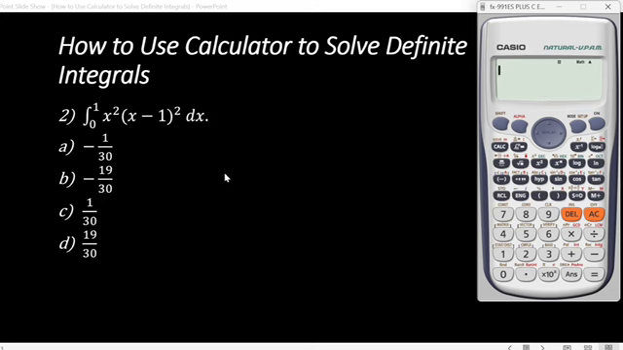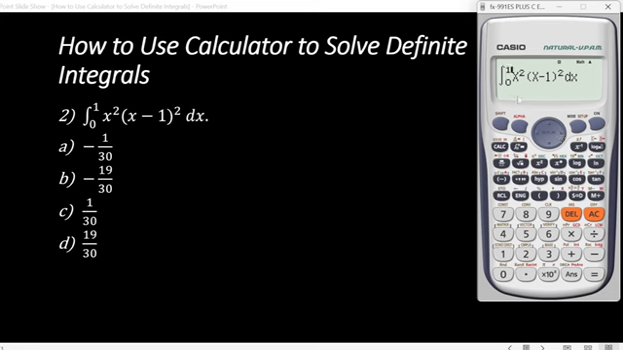So let's move on to the next question, question 2. We have the integral with upper limit 1, lower limit 0, of x squared times (x minus 1) all squared dx. So let's move to our calculator. We bring the integral sign. Now let's input the question. We have x squared, then we bring our brackets, x minus 1, close brackets, then we square all. So we have the lower limit to be 0 and the upper limit to be 1.